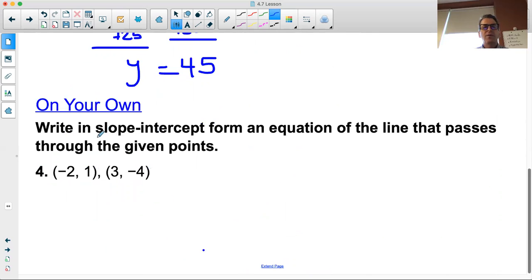Write in slope-intercept form. Okay, so they say slope-intercept. So we have to do some conversion back to our slope-intercept. But we do have 2 points that we can choose from. So we're going to start out by using point-slope form, and then we're going to convert it to slope-intercept. Okay, so first let's find the slope. The slope is obtained by taking negative 4 minus 1, and then we're going to divide it by 3 minus negative 2. That's equal to negative 5 divided by 5, which is equal to negative 1.